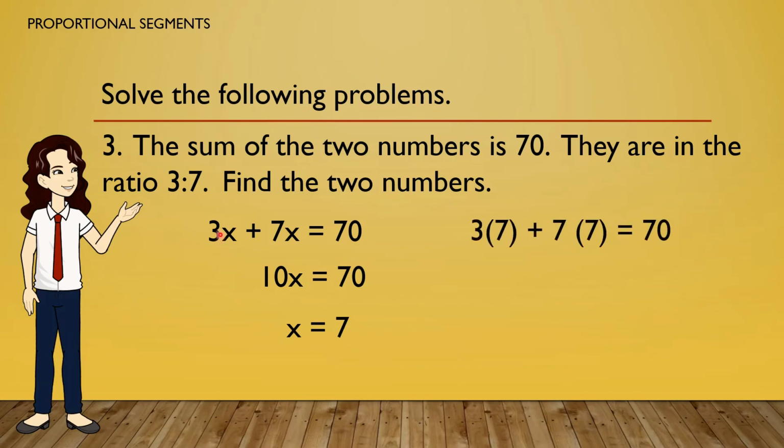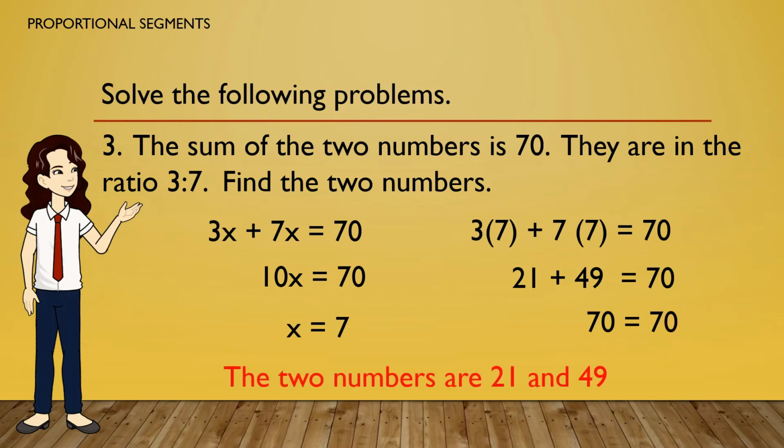Then, 3x becomes 3 times 7. Substitute the value of x, so 3 times 7. Then, 7x becomes 7 times 7. So, 3 times 7 is 21, plus 7 times 7 is 49. Then the sum of 21 and 49 is 70, and they are equal to 70. So what are the two numbers? The two numbers are 21 and 49.